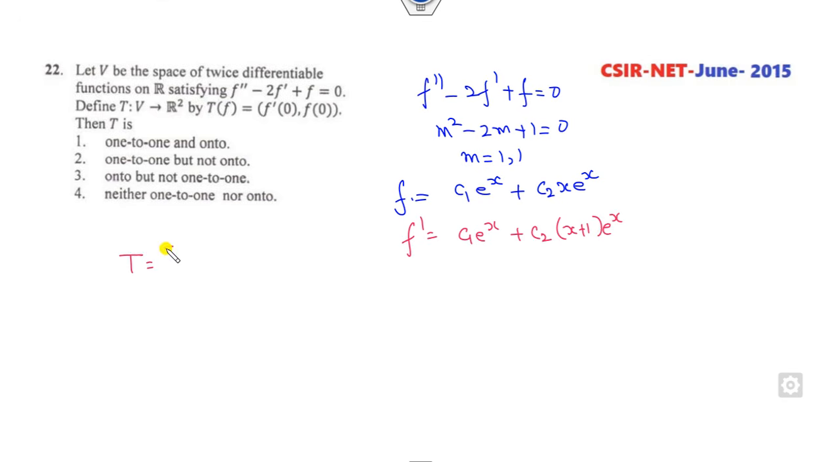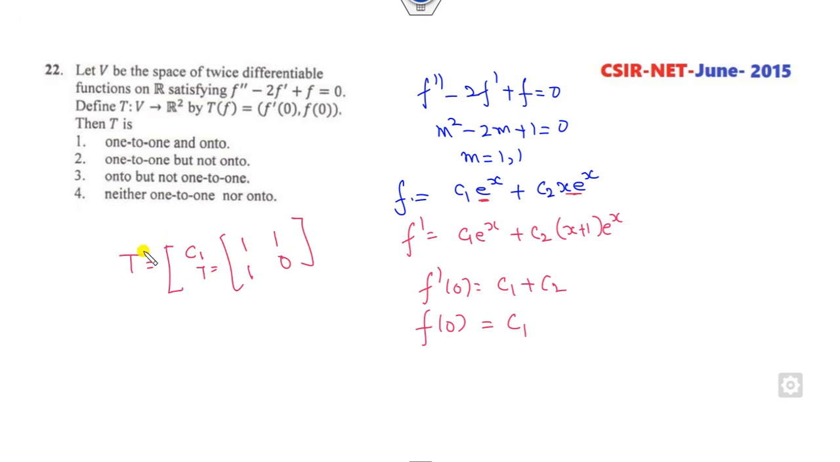So what is my transformation? f goes to f dash at the point 0 and f of 0. So this is my c1, so c1 plus it will be 0, 0, 1 is here. What is my f of 0? This is 1, this is 0, only c1. Since it's a transformation, we can write the vector as a column. So the coefficient of c1 and c2: 1, 1, 1, 0. This is my matrix T. Fine. Now you can clearly see that the determinant is non-zero, so it's one-one.